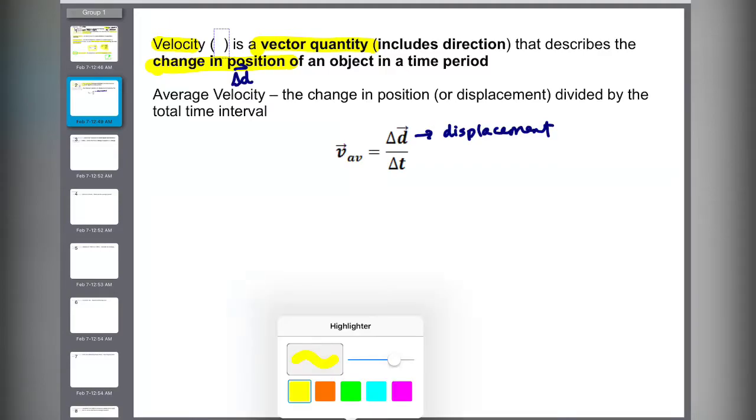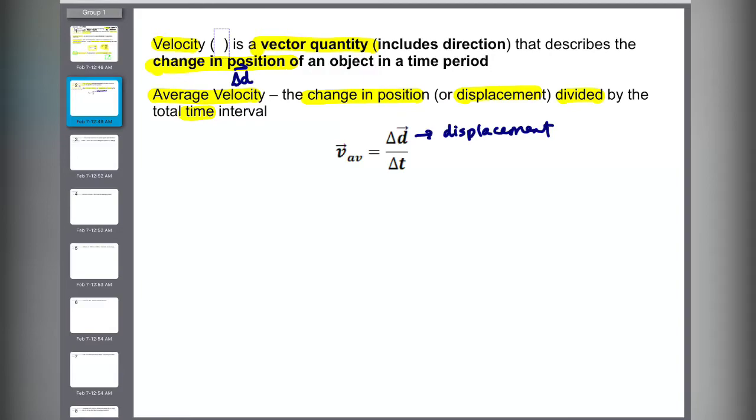Okay, so the equation for average velocity is change in position, or displacement, divided by the time. And this is the equation. And just like the one for speed, I don't even write the AV. I'm totally good if you guys just write displacement over time. Okay, so this is the actual one that I would use.